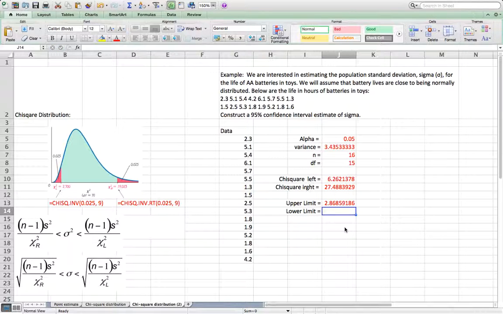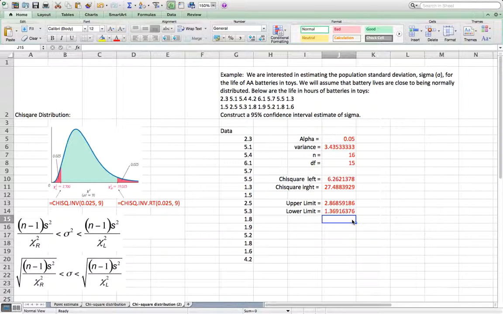Now, for the lower limit, you will use the square root of n minus 1, which is the degree of freedom cell, then multiply by the variance cell, then divide by chi-square right, which is in its cell. Okay. So that will be your lower limit.